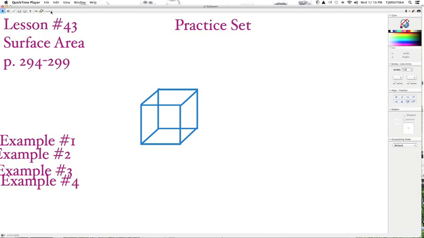Surface area of a cube with edges 4.9 centimeters long. 4.9 centimeters, we're going to round to 5. So 5 length, 5 width, 5 height. If I'm just looking at one face, I'm looking at the front face right here. I know that that's 5 times 5, that's 25. I know that there are 6 faces, because we're doing surface area, not lateral surface area. And that is 150. So 150 centimeters squared.